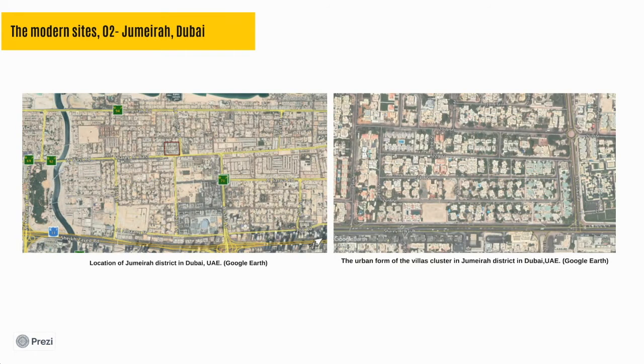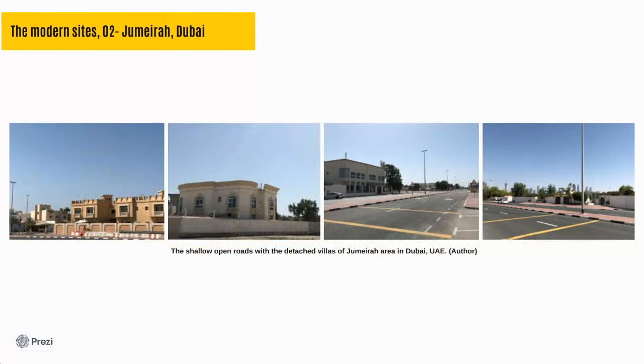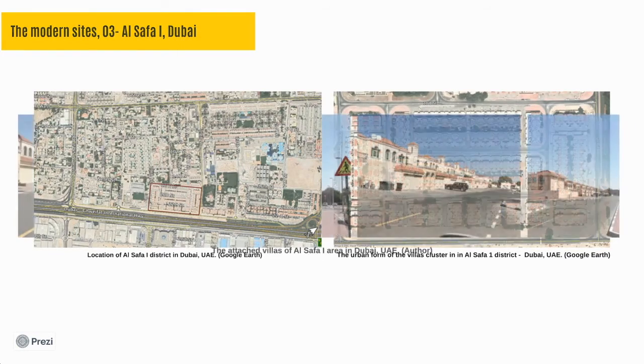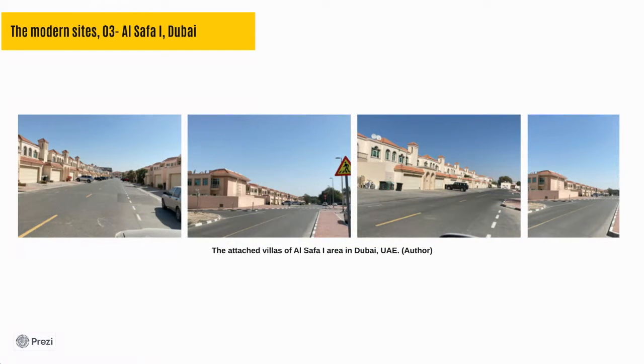The second site is Jumeirah district in Dubai. The location and the general urban form and layout are illustrated in these images. Jumeirah district represents the low-medium density grid form, which has detached low-rise villas with 1 to 2 story height. It has a gridded wide street system at 6 meters wide. The third site is Al Safa area in Dubai. Al Safa 1 district represents the high-density modern grid urban form, which has attached low-rise villas with 2 story height and a gridded wide street system ranging from 6 to 8 meters wide.